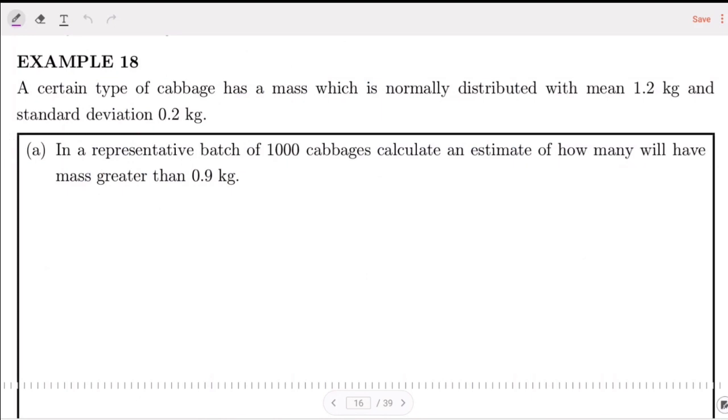Example 18. A certain type of cabbage has a mass which is normally distributed with mean 1.2 kg and standard deviation 0.2 kg. X tilde normal because it follows normal distribution. Our mu or mean is 1.2 and variance is 0.2 squared.